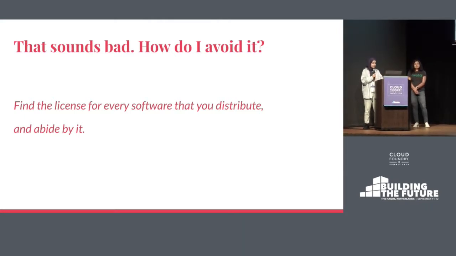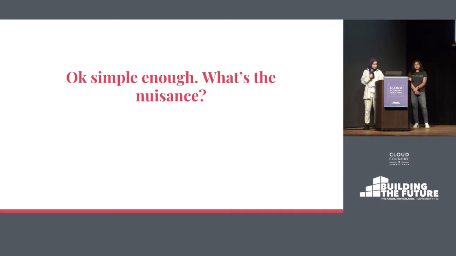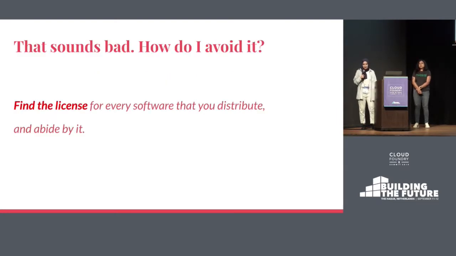So it's really very simple. In order to just avoid copyright infringement, you need to make sure that for every single software that you distribute, you find the license for it and you abide by it. And you may be thinking, okay, that sounds super simple. Where is the nuisance part of this? Well, it turns out that it's a lot harder to find the license than you might think.